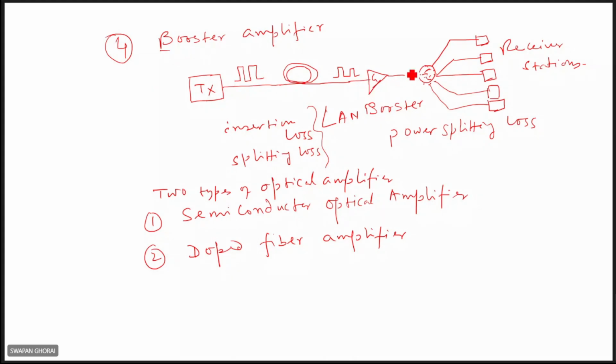Generally, if the fiber link covers several stations, then you need splitters. But once you use the splitter, there will be power splitting loss. You have seen this power splitting loss here. So to compensate the loss, just before the splitter, you can use the optical amplifier. That time it is called a booster amplifier, to compensate the splitting loss. So that is the booster amplifier. Right. So there are 4 applications.